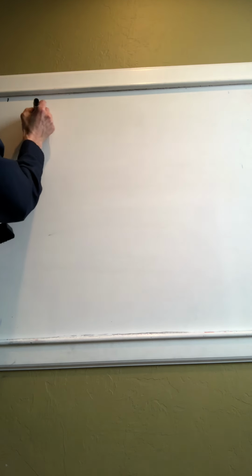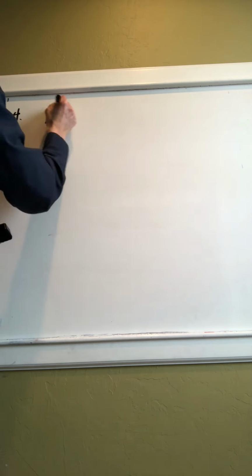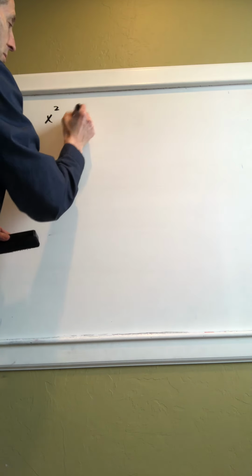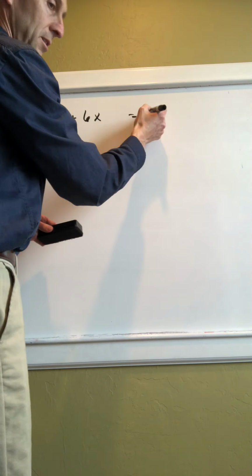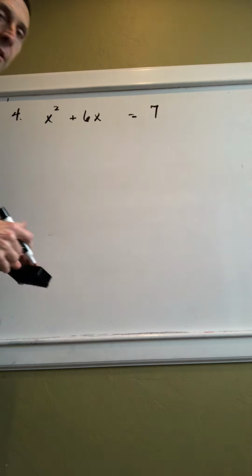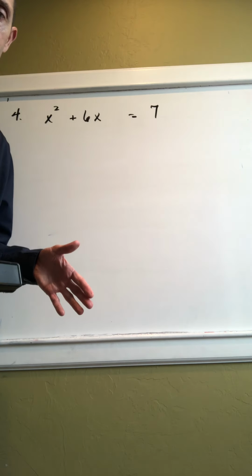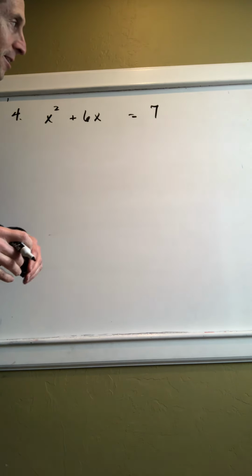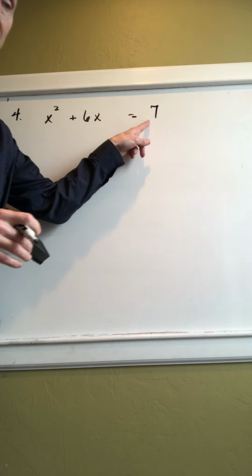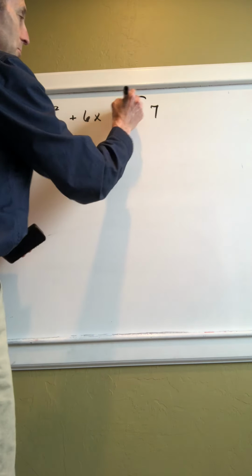Quadratic formula, here we go. Number 4, x squared plus 6x equal to 7. So last example, quadratic formula for this round. Set equal to a 7, that's not 0. Grab that 7, move him over.